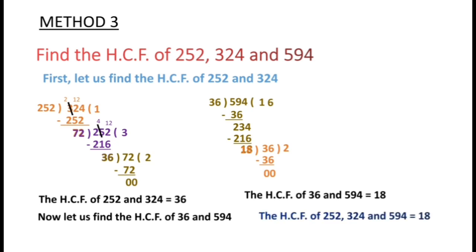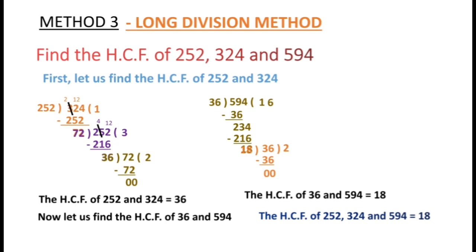This method is the long division method because we are doing division again and again. Continuously we will be doing division till we get the remainder 0. So we learned the 3 methods of finding HCF. One is listing all the factors. Second one is the prime factorization method. Third one is the long division method. So now let us solve some problems based on these 3 methods.